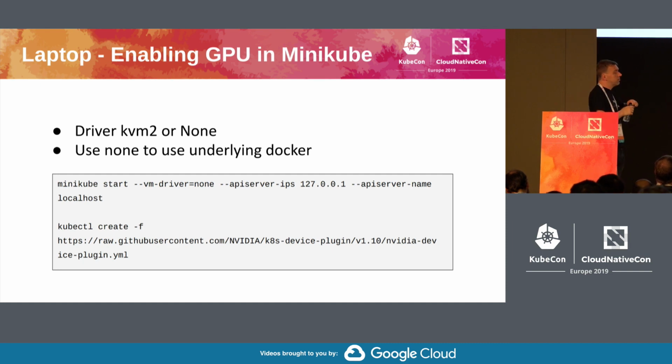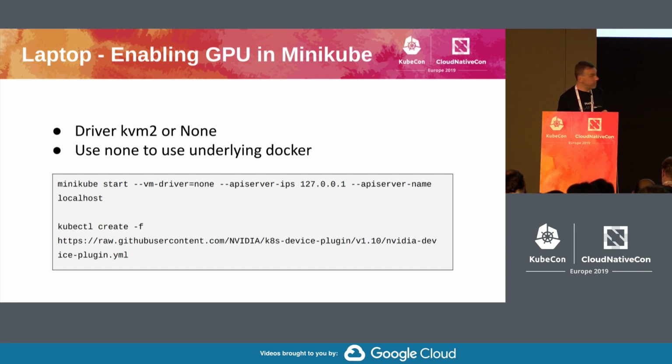There's the KVM2 driver. You can run it with the KVM2 driver. You need to have, I think, IOMMU enabled on wherever you're running it for that to work. However, I think you can dedicate more of the GPU to it, so you can have less memory issues around the GPU. But what's actually a lot simpler is just to run it with the VM driver of none, and then it'll basically fall through to the underlying Docker. I think you need to install the plugin once you've done that as well, and that'll get it up and running. So I've got a MiniCube up and running with that.